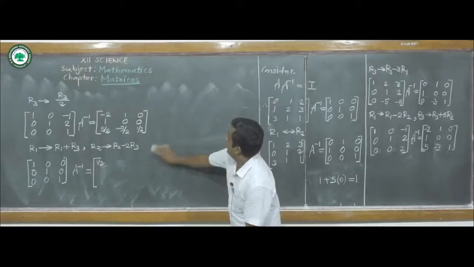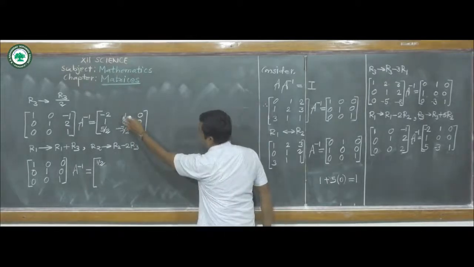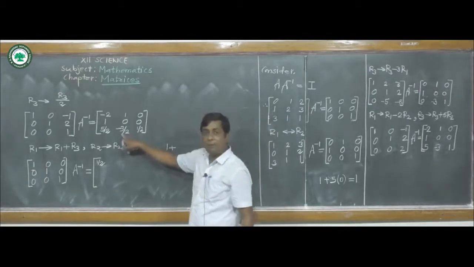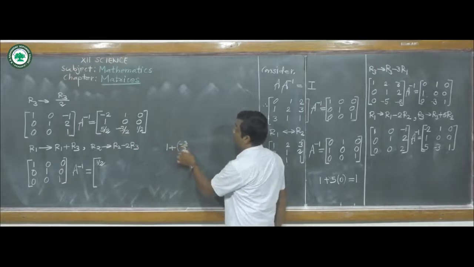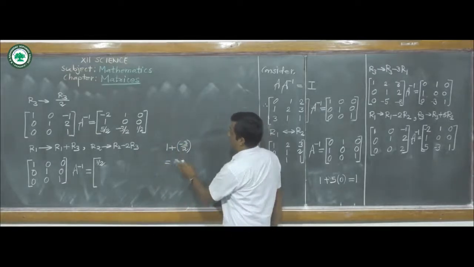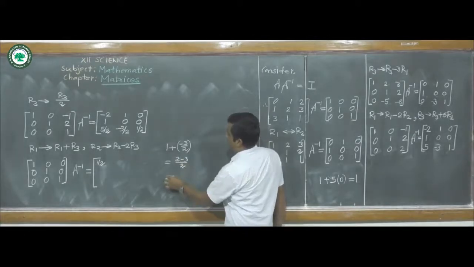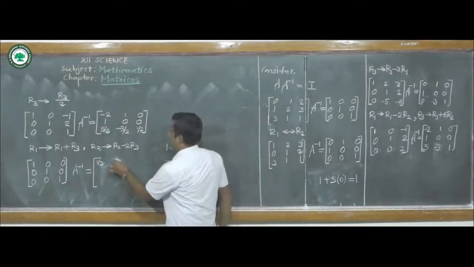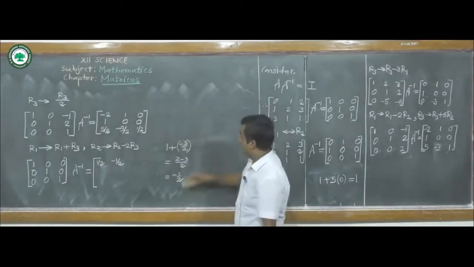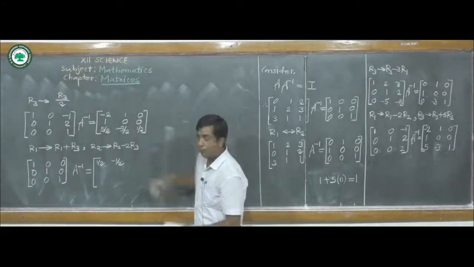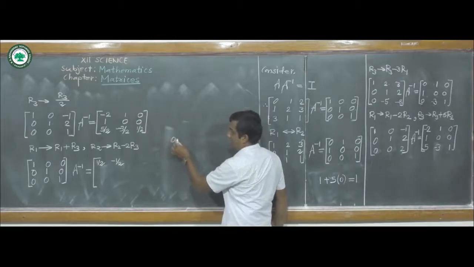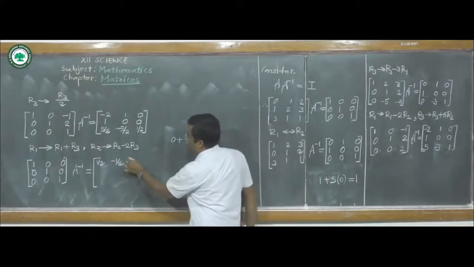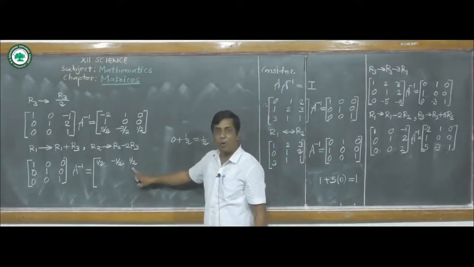Next, here the second element from the first row is 1. Then with a plus sign, the second element from row 3 is minus 3 upon 2. This is equal to 2 minus 3 upon 2, and we get minus 1 upon 2. So here in the position of 1 we get minus 1 upon 2. Next, the last element from row first is 0 plus the last element from row 3, which is 1 upon 2, and we get 1 upon 2. So here in the position of 0 we get 1 upon 2.